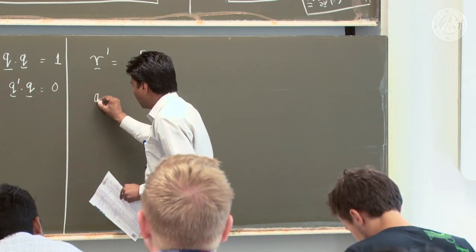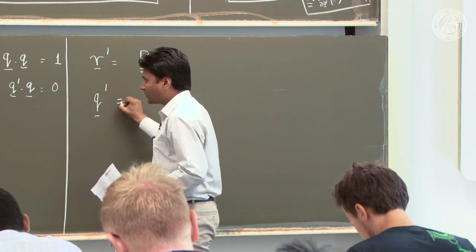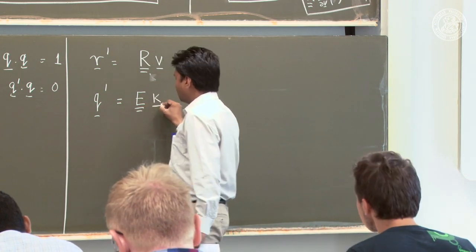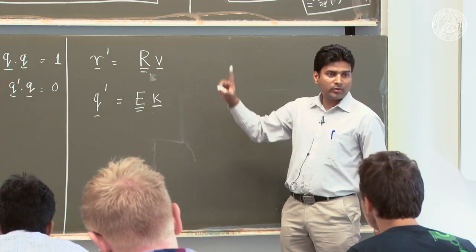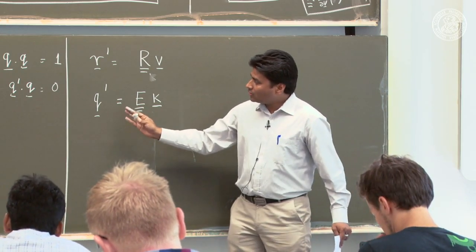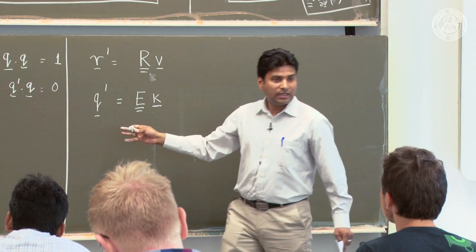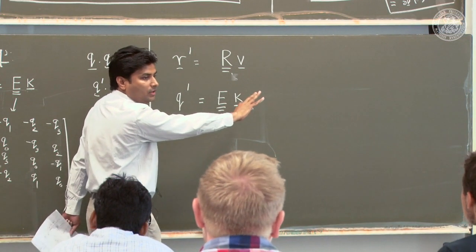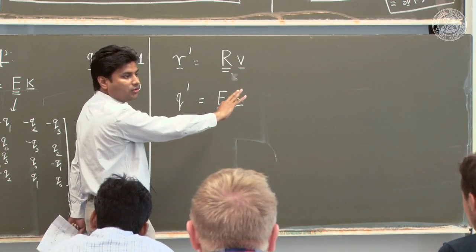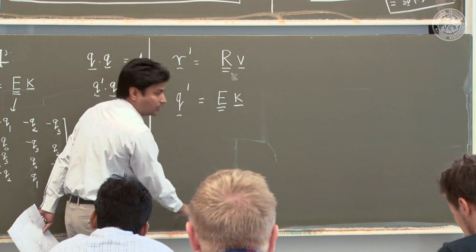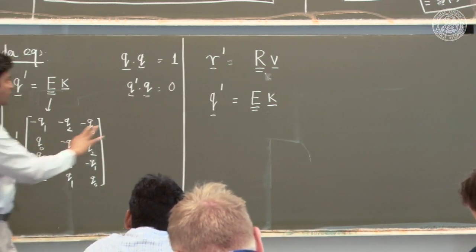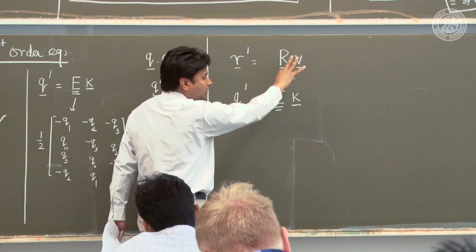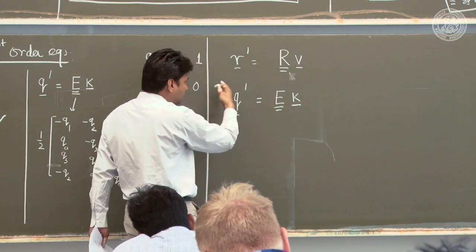Then you have little q prime equal to big E times K. So the way we want to write it down is that we should have the derivative of the unknowns on the left hand side, and on the right hand side we should not be having any derivative. That's how the first order equations should be written. As you see here, on the right hand side there are no derivatives. All the derivatives are on the left hand side.